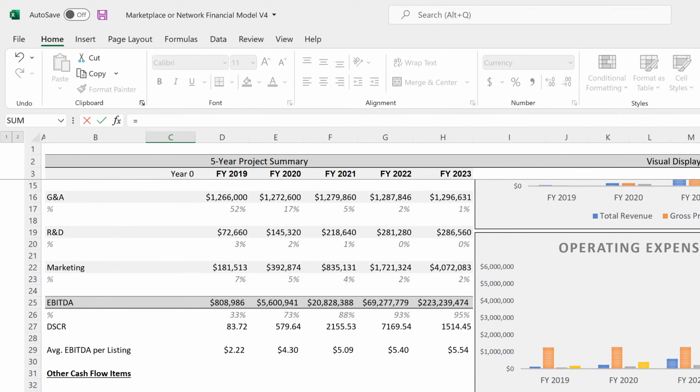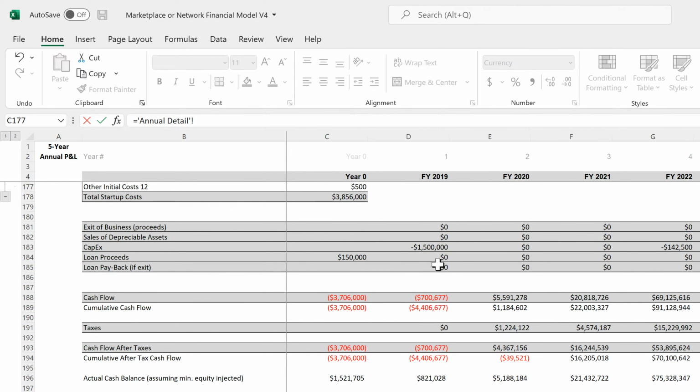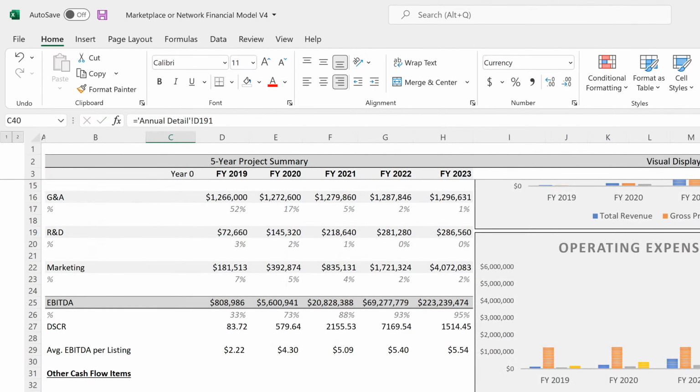And that's going to be this number. Oh, it starts in year 1, not 0. That doesn't need there, that's fine. Proceeds, exit. Now on this annual, I actually can remove this as well.